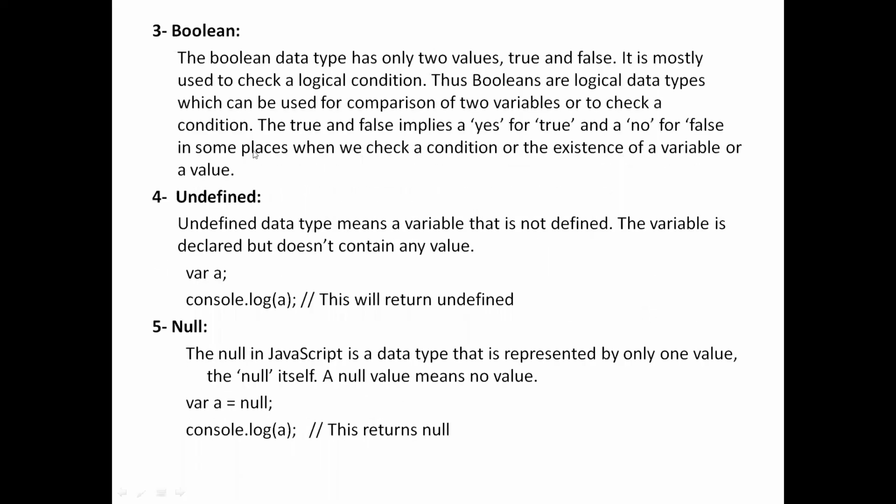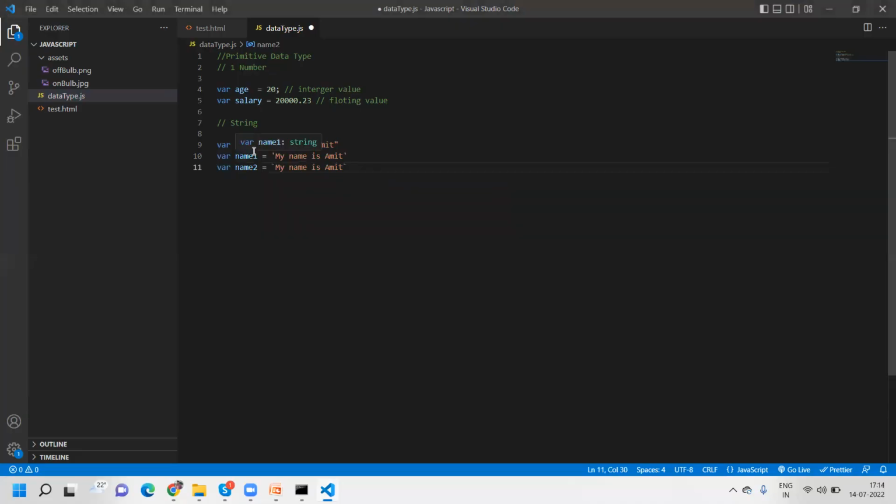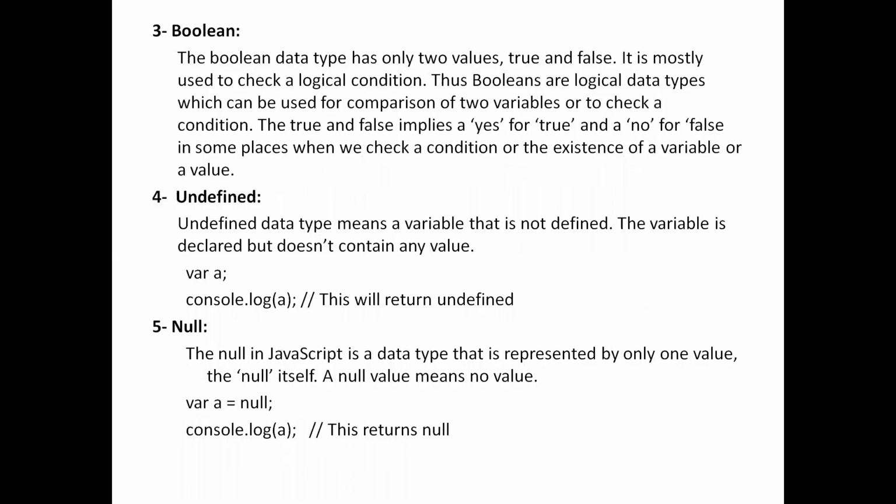Third primitive data type is Boolean. So what is the Boolean data type? The Boolean data type has only two values, true or false. It is mostly used to check a logical condition.